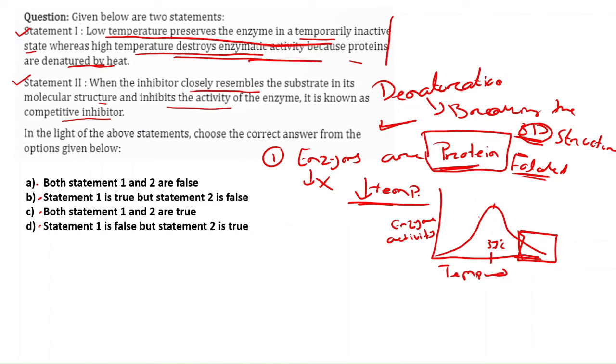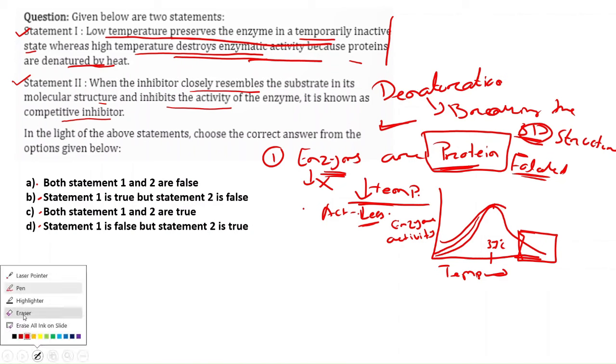Whereas if you decrease the temperature, the enzyme activity will reduce, because at low temperature the activity is less. But it will not degrade the protein. So that's why you can say it is in a temporarily inactive state. Once it finds the optimum temperature, it will again come to its active state. Are you getting it?